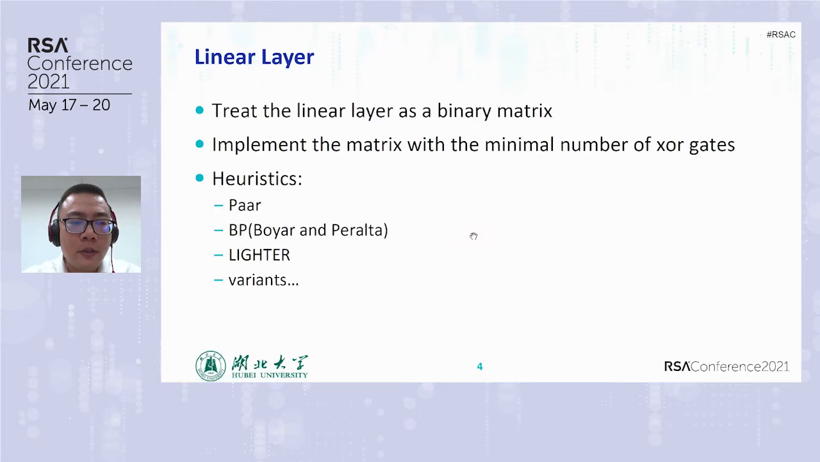For a linear layer, we always treat it as a binary matrix over F2 and implement the matrix with the minimal number of XOR gates. Since this is NP-hard, many heuristics have been proposed to find the optimized implementation of a binary matrix. I will introduce several heuristics later.